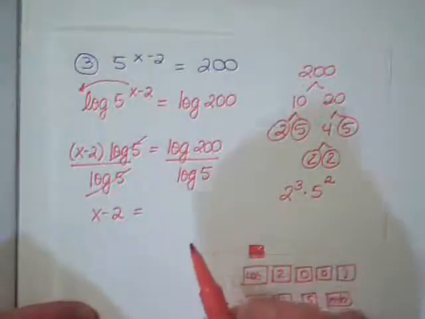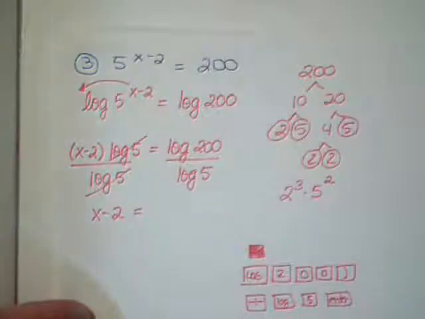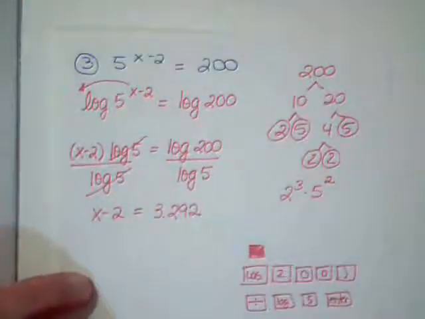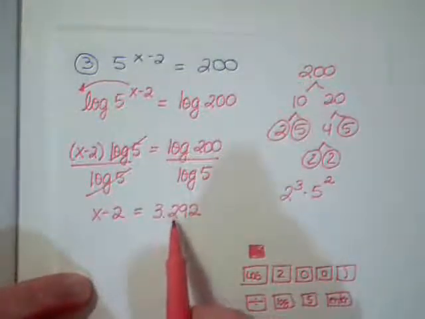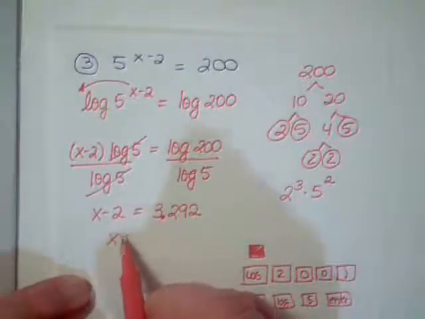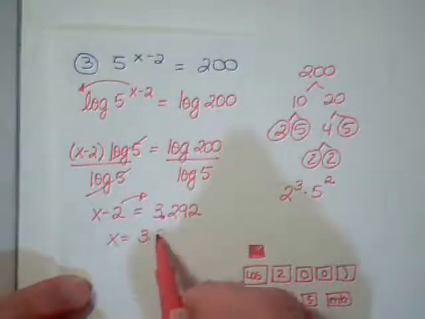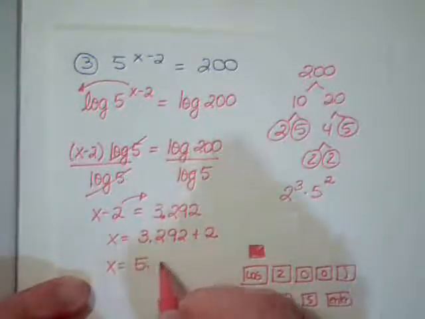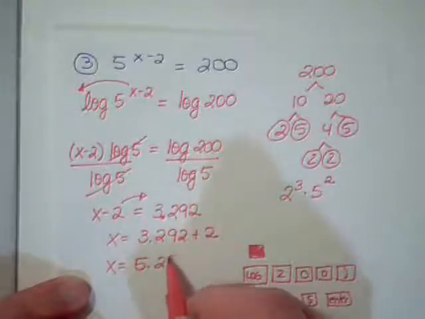Okay, and when you do that, you're going to get 3.292. For the purpose of this class, we are going to round our numbers to 3 decimal places after the decimal point. Okay, and the final step is to solve for x, so we're going to move the 2 to the other side. So this will be 3.292 plus 2. So my final answer is 5.292.